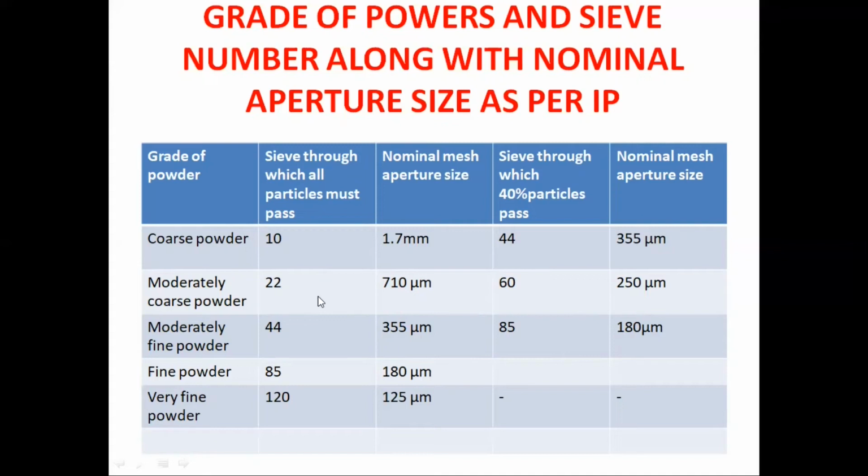If all the particles of powder can pass through sieve number 22, and not more than 40 percentage of particles can pass through sieve number 60, then that powder is known as moderately coarse powder. If all the particles can pass through sieve number 44 and not more than 40 percentage particles can pass through sieve number 85, then it is known as moderately fine powder. If all the particles can pass through sieve number 85, then it is known as fine powder. If all the particles can pass through sieve number 120, then it is known as very fine powder.